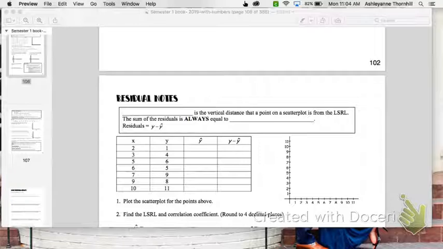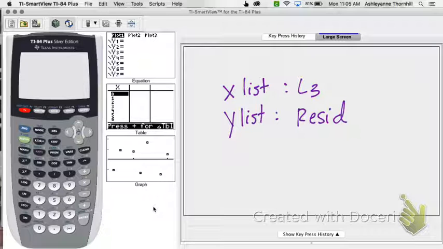So what would I make my x list in my calculator? What did we save that as? Brianna noticed this, that it looked the same, but the numbers were different. Yeah, but that doesn't matter because in a scatter plot, numbers don't matter.